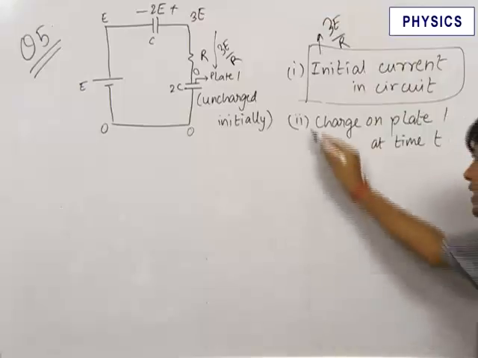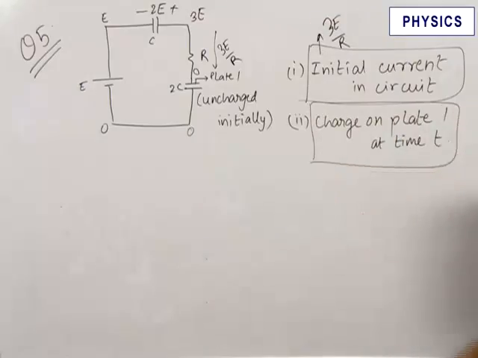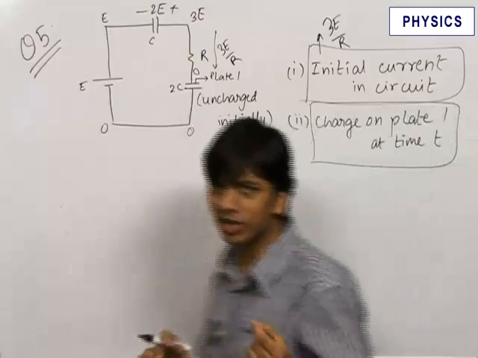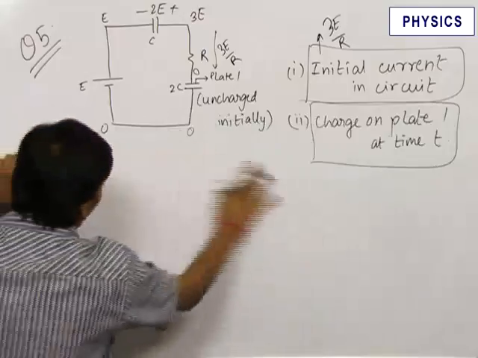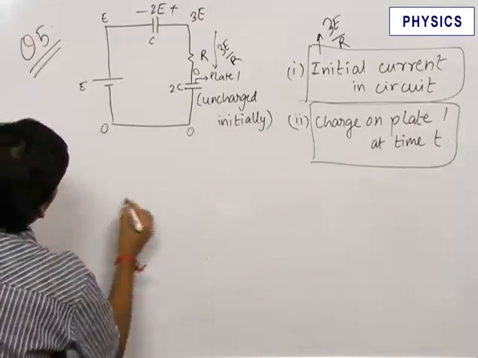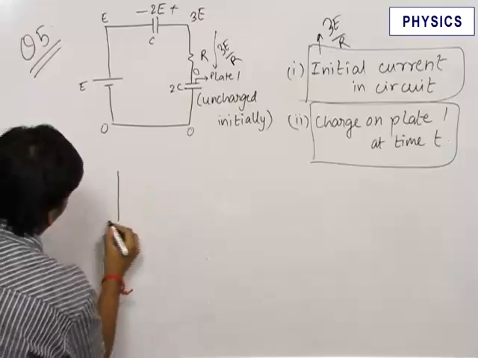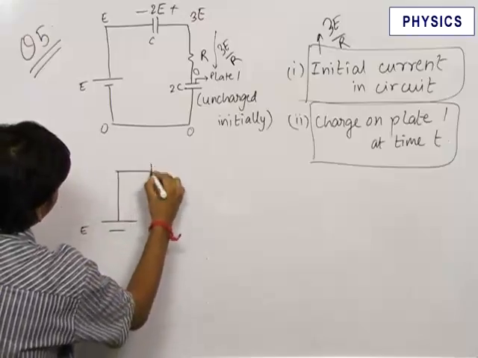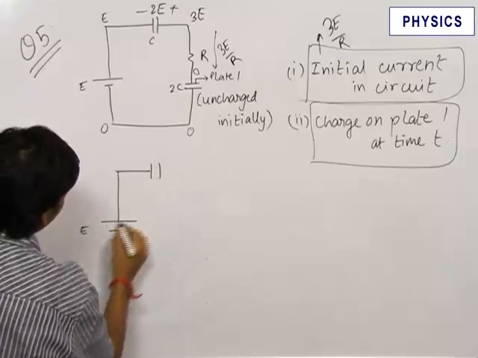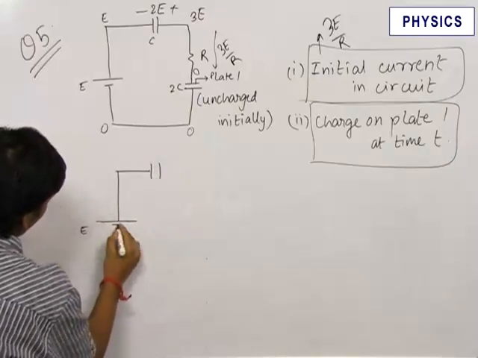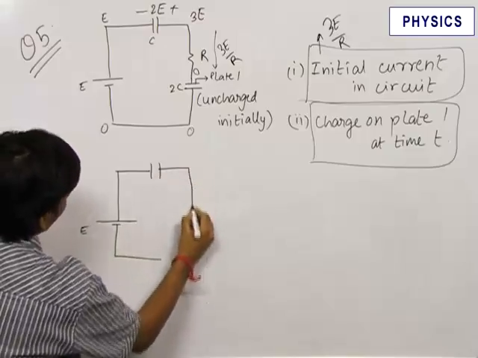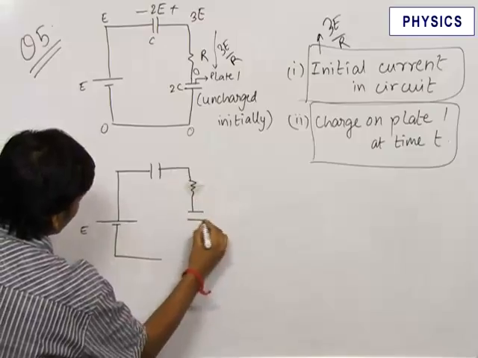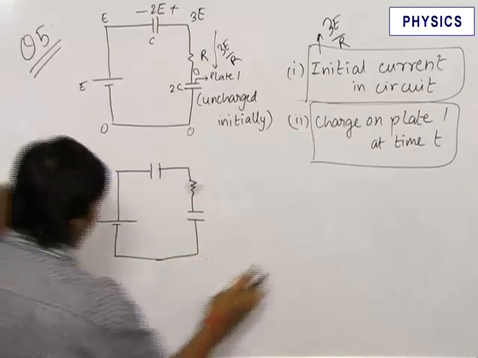Now the second part is a really important part. We need to find out the charge on this plate of the capacitor 2C at any general time t. This is a general method which we use most of the times. This is the battery with EMF E. This is a capacitor with capacitance C. There is a resistance over here, and we have a capacitor of capacitance 2C.